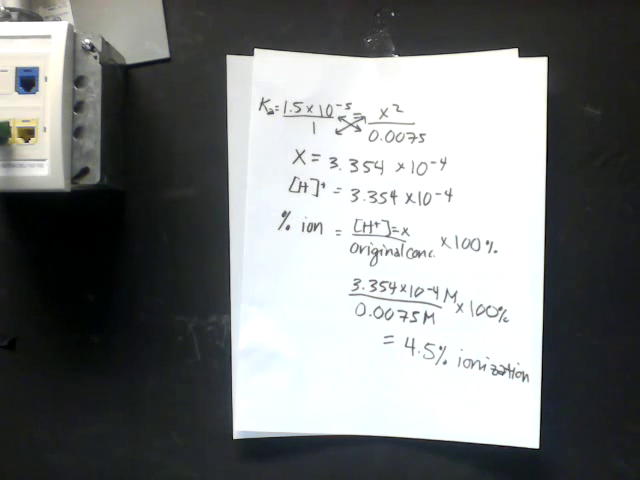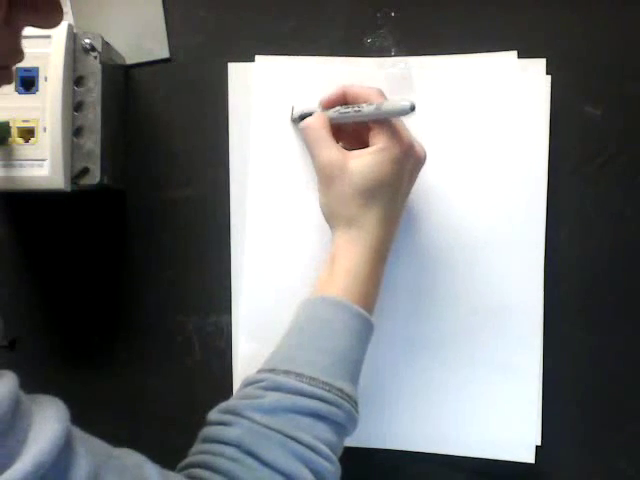Calculate percent ionization of the same concentration of butanoic acid, that 0.0075, in a solution containing 0.085 molar sodium butanoate. So, this is not a very hard calculation, but a lot of people get confused. Now, we're going to set it up exactly the same way.